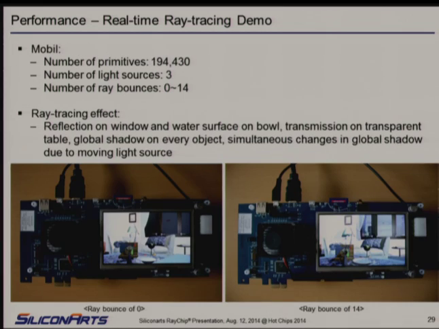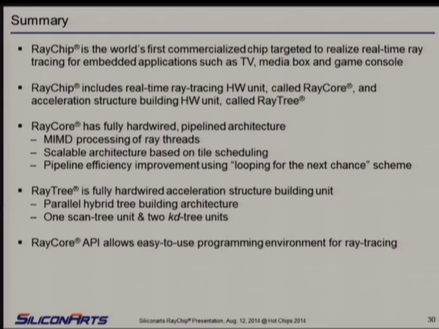Lastly, mobile demo. The left-hand image shows no effect of light. On the other hand, the right-hand image shows various kinds of ray tracing effects on rotating mobile, transparent table, transparent window, and so on. All of these lifelike effects are made possible to operate in real time using RayChip.